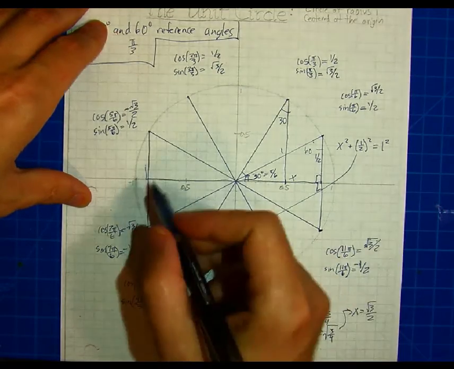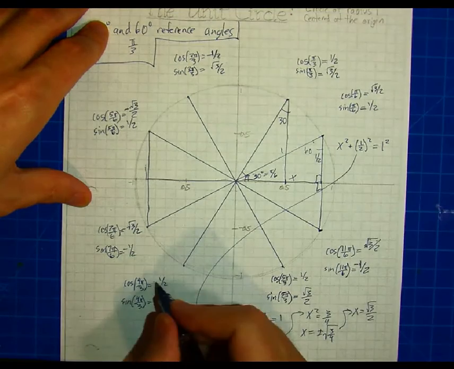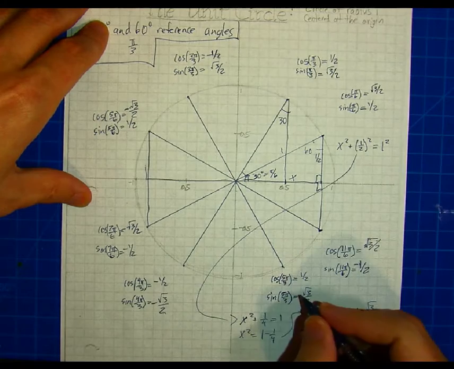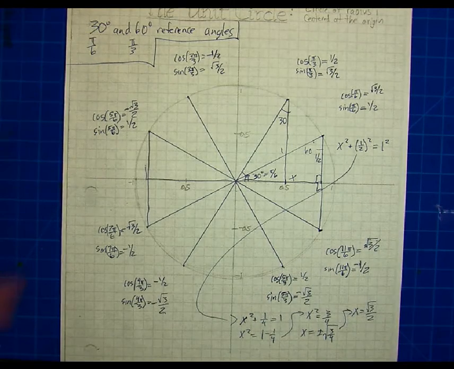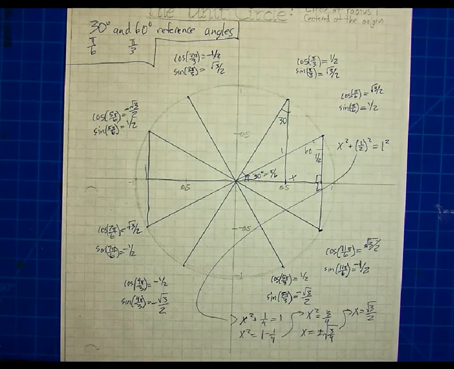So again, in quadrant 2, x is negative, throw a negative sign out front of that. In quadrant 3, they're both negative. And in quadrant 4, the y is negative and the x is positive. So that's how to find the exact values of all these trig angles for pi over 6, pi over 3, and their multiples in the unit circle.